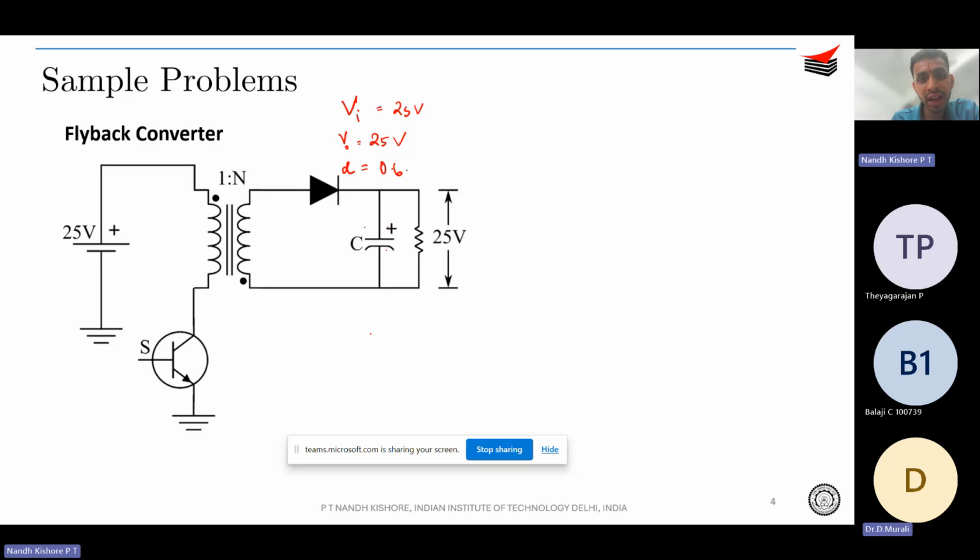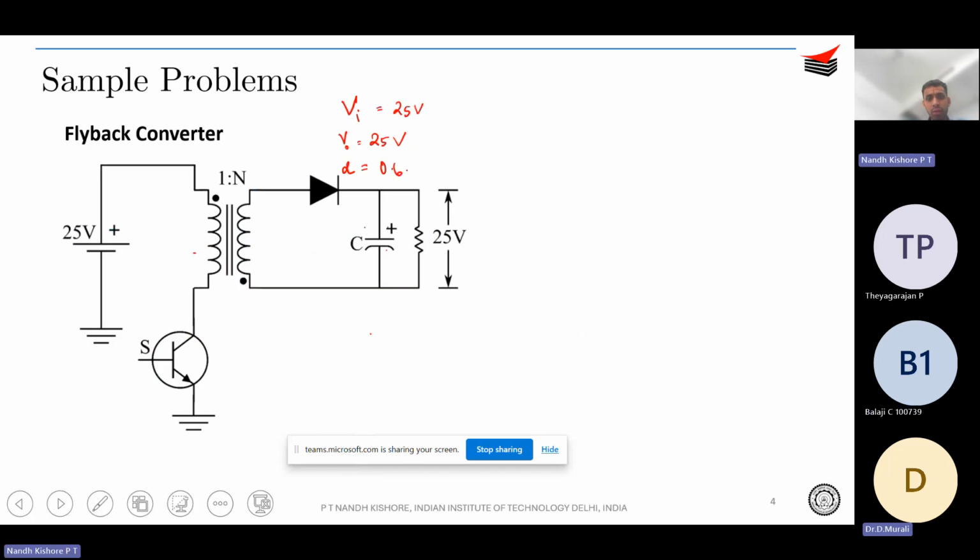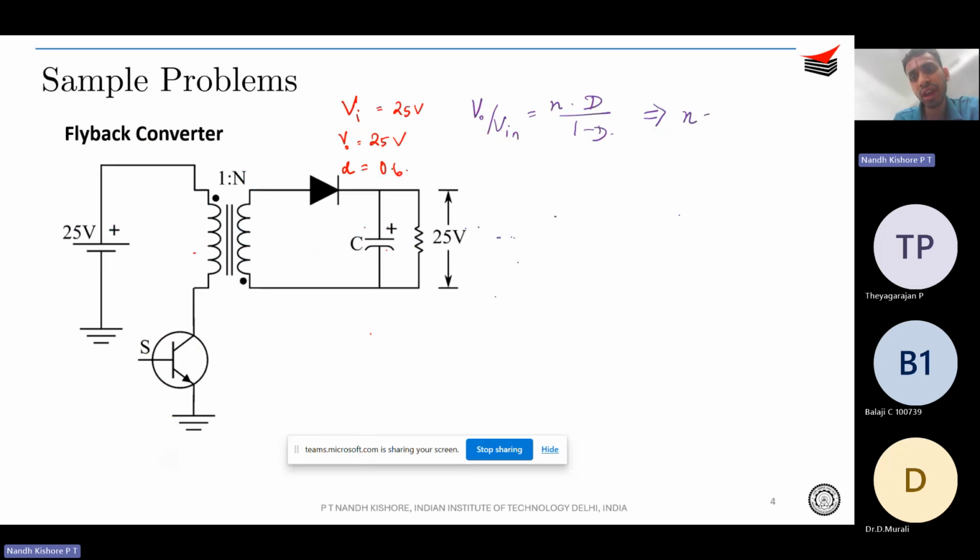Since you know that in a flyback converter, the input-output relation is governed something similar to a buck converter, right? So you will know that V naught over V in is equal to N times D over 1 minus D, correct? So if you solve this equation, you get what N is, right?